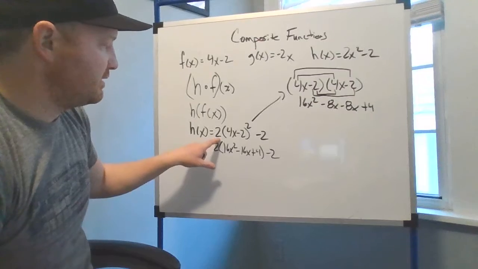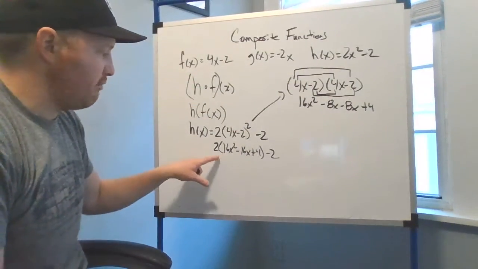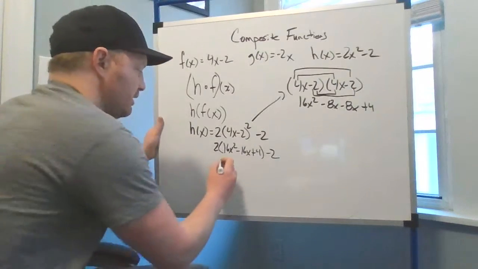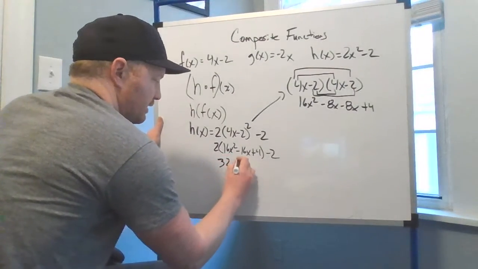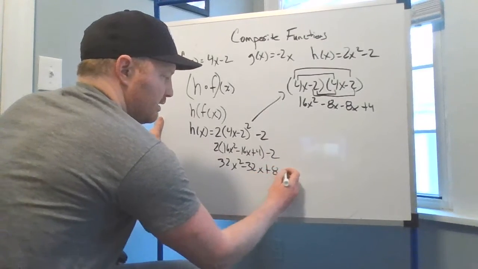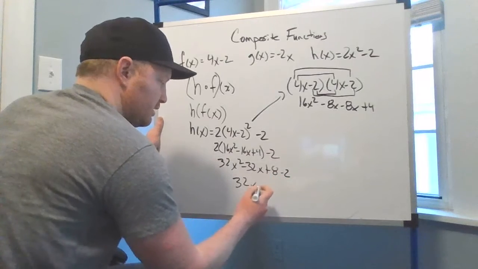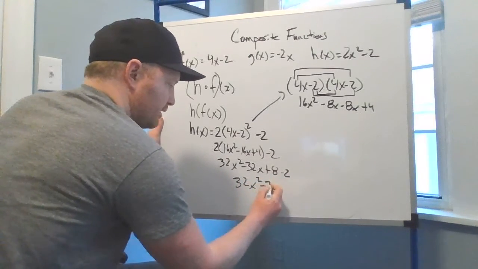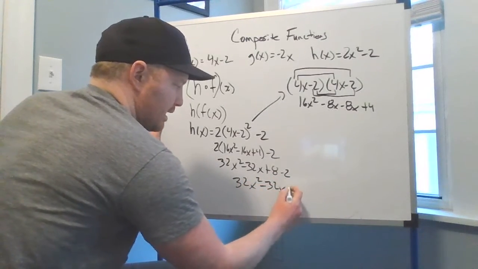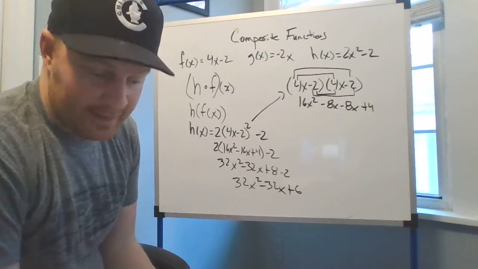Last but not least, because this coefficient is 2 in front of this x squared, I've got to make sure I multiply everything on the inside by 2. So now this is 32x squared minus 32x plus 8 minus 2. And last but not least, combine your like terms: 32x squared minus 32x plus 6. We are done for something like that.